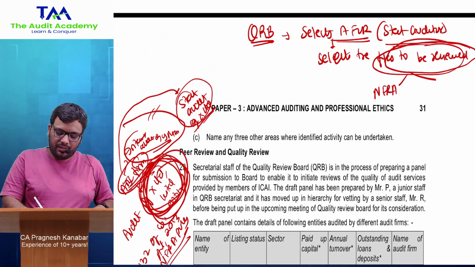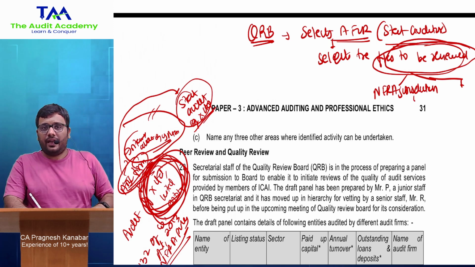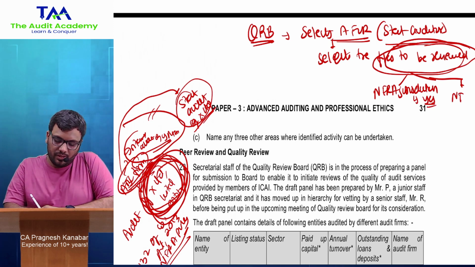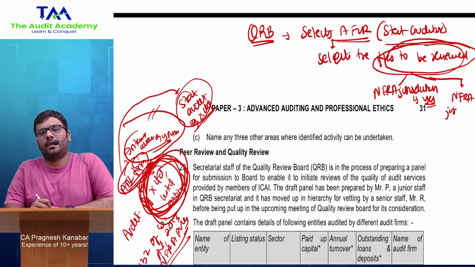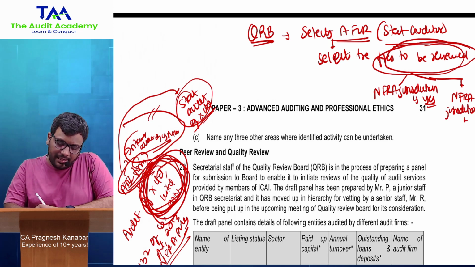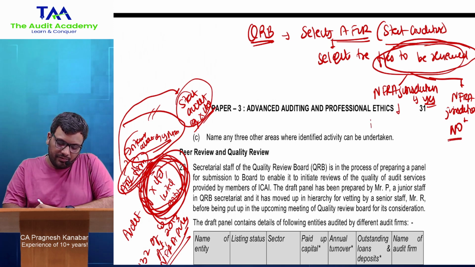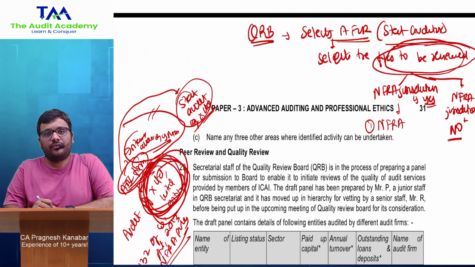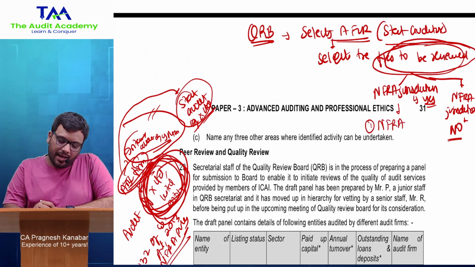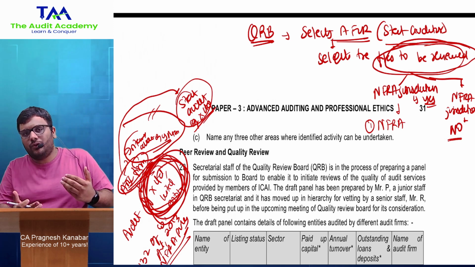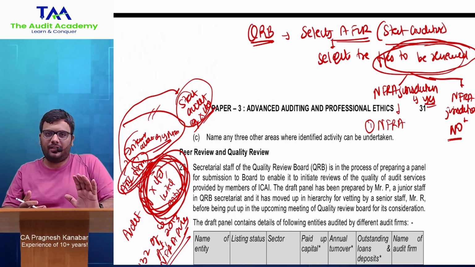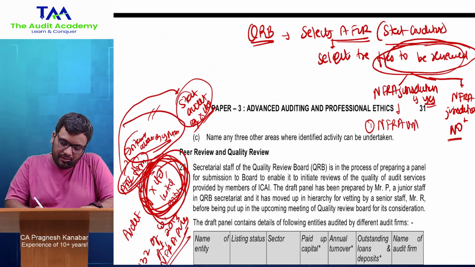NFRA jurisdiction, yes. NFRA jurisdiction, no. अगर NFRA jurisdiction yes है, यानी कि वो कंपनी जो फाइल वो रिव्यू करने वाले वो NFRA jurisdiction में कवर होती है, then it is done first by NFRA. NFRA has the power over it. However, if NFRA refers it to QRB, then QRB can take it. All right. So it is done by NFRA unless NFRA refers to QRB.